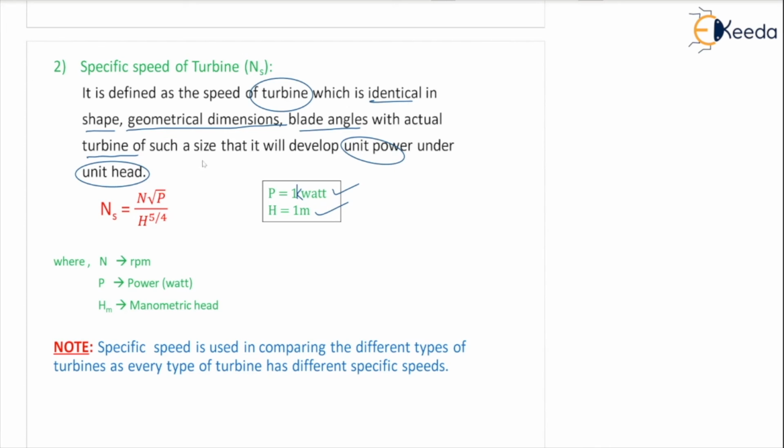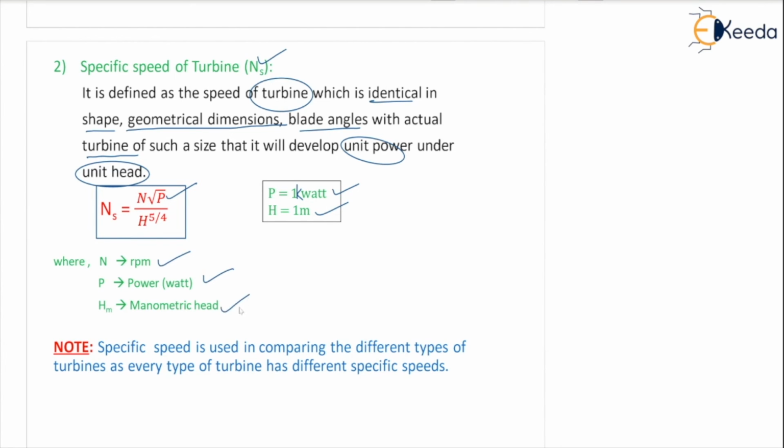Once again, I want to repeat the specific speed of turbine. The symbol Ns is the same. It is defined as the speed of the turbine which is identical in shape. That means you have to make a turbine which is identical in shape, geometrical dimensions, and blade angles are the same as the actual turbine of such a size that it will develop unit power. The condition is unit power, 1 kilowatt, under a head of 1 meter. So that is called the specific speed of turbine. So your Ns equal to N root P divided by H to the power of 5 by 4. P is your power in kilowatt, H is the head, N is your normal RPM.